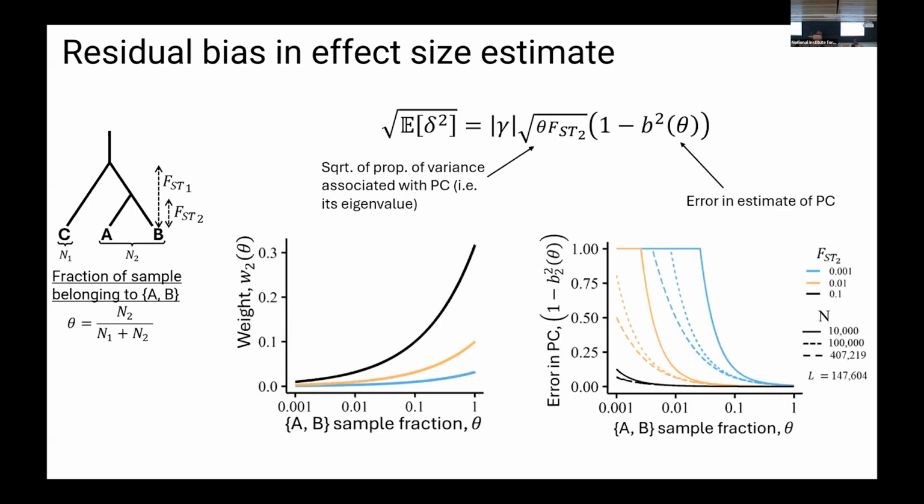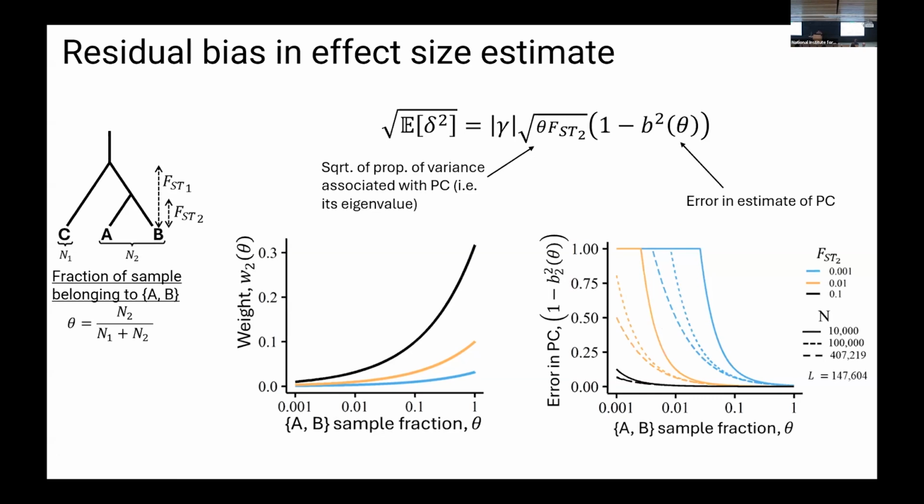So how do these look numerically? We'll assume for now that gamma is 1 to make things easy. On the left side we have the weight, which is the proportion of variance explained by the site. It increases as theta increases because there are more A and B individuals in the sample. And you can see that as you increase theta, the error in the PC goes down, as a function of other parameters as well, like the magnitude of the structure signal and the sample size.